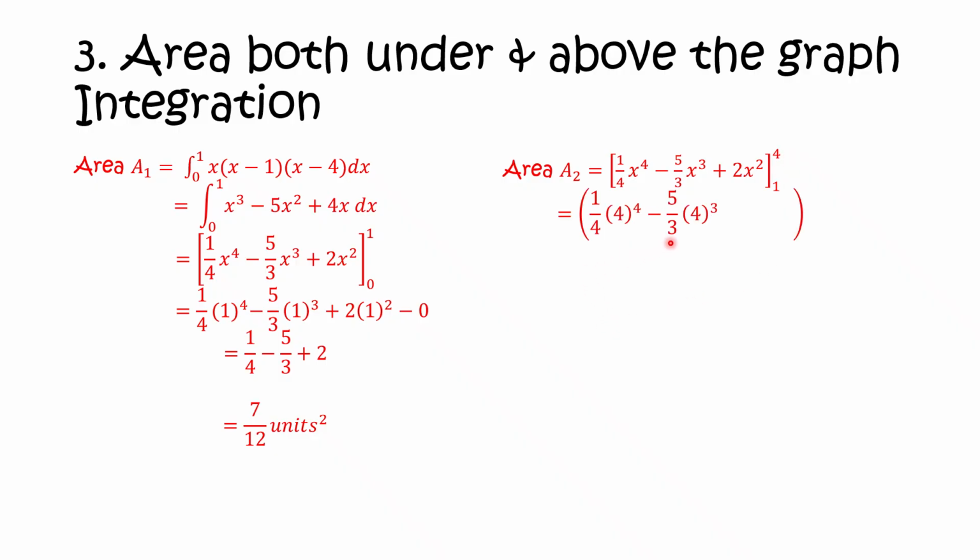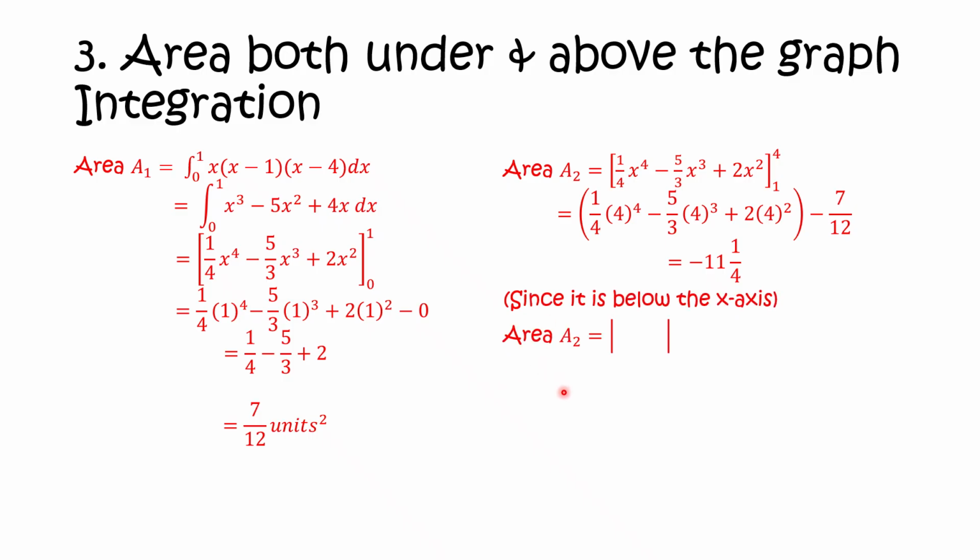If we do that, we have that, and of course subtract the 7 over 12, because remember when we evaluated at 1, we got 7 over 12. That simplifies our work, and our final answer becomes minus 11 and a quarter. But recall, area is always positive, so we need to get the absolute value of that area, which is 11 and a quarter square units.